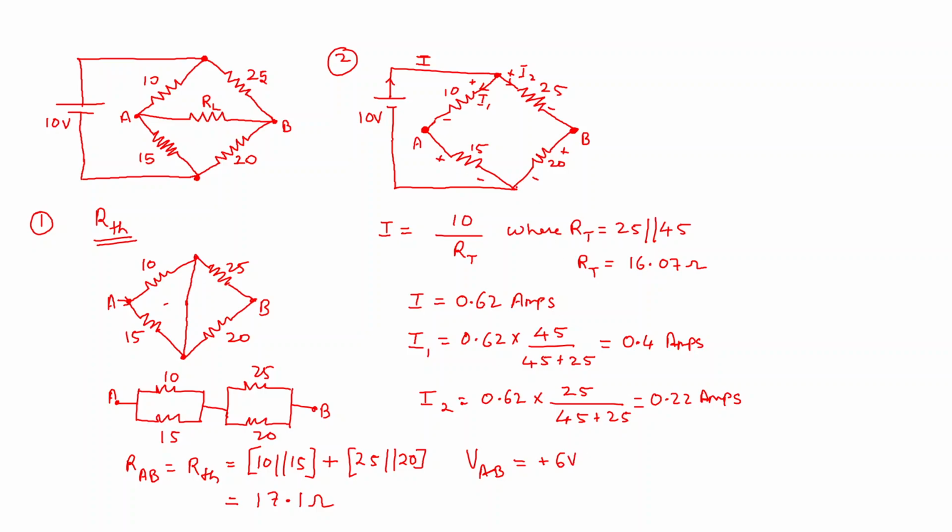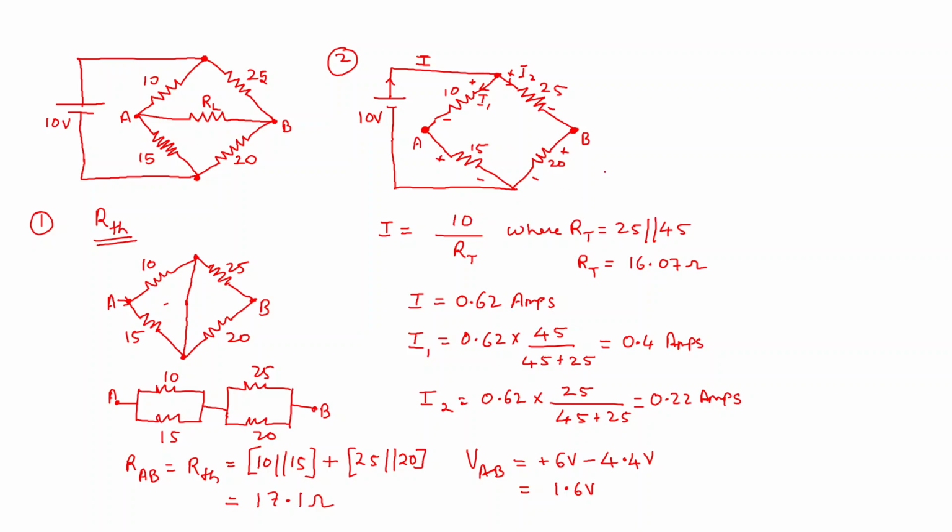And I travel again through this 20 ohms, minus plus. So it is minus 20 into 0.22. That is the current through this 20 ohms. So 20 into 0.22 is 4.4 volts. So 6 volts minus 4.4 volts is nothing but 1.6 volts. So VAB is 1.6 volts and RTH is 17.1 ohms.